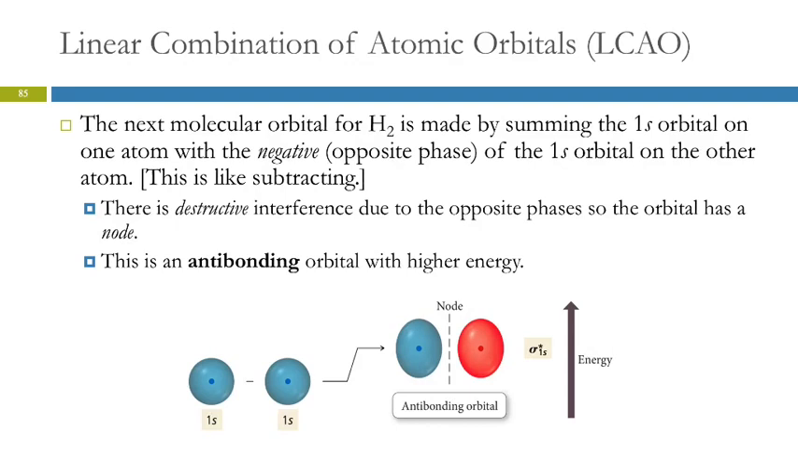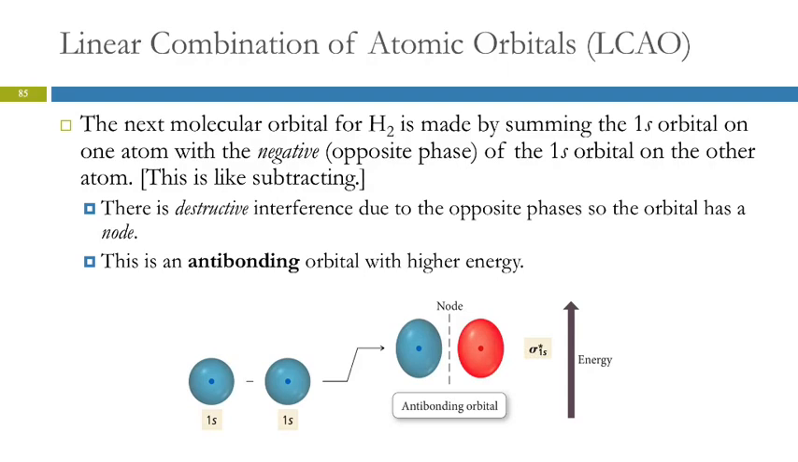It's against bonding. This is called sigma 1s because, again, it's symmetrical around this internuclear axis, but we give it an asterisk, sigma star, because it's anti-bonding. So sigma 1s is a bonding orbital. It lowers the energy. Sigma star 1s is an anti-bonding orbital. It increases the energy. Any questions?